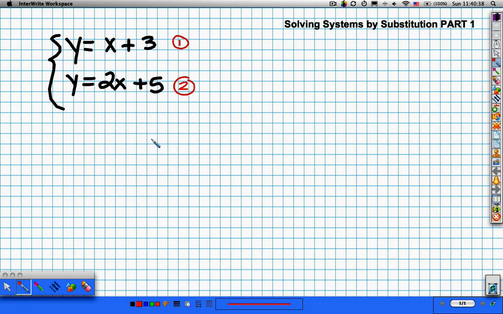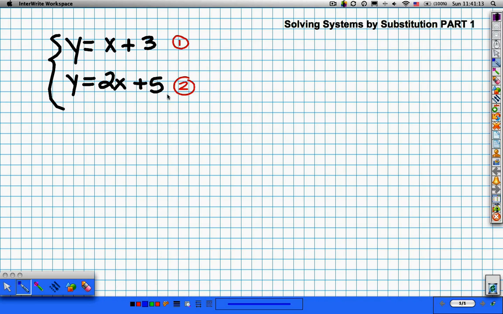We have to decide which would be the better way to go. If you look at this problem, both equations are solved for y. That's our first step to solving by substitution: we want to solve for a variable in one of the equations. They're both already solved for y, so we don't have to do any solving at all. So we can move on to step 2, which is to substitute. Since both of these expressions with x are equal to y, they're equal to the same thing, therefore they are equal to each other.